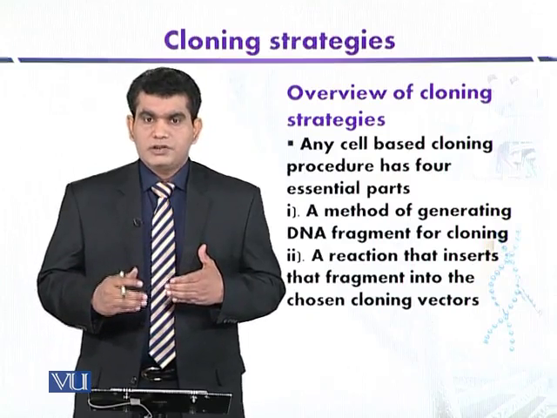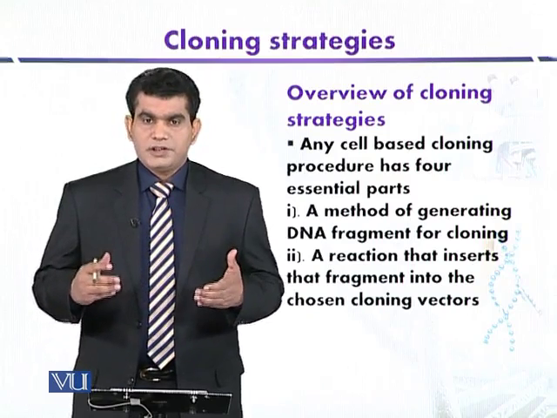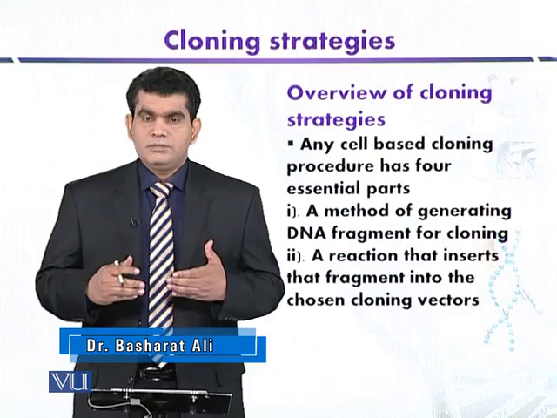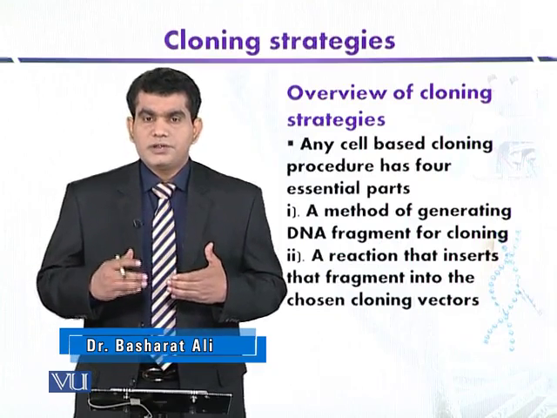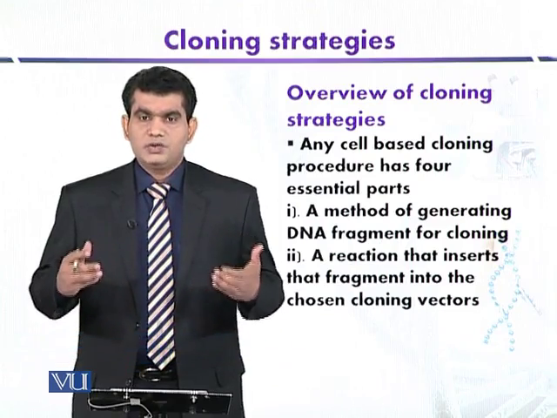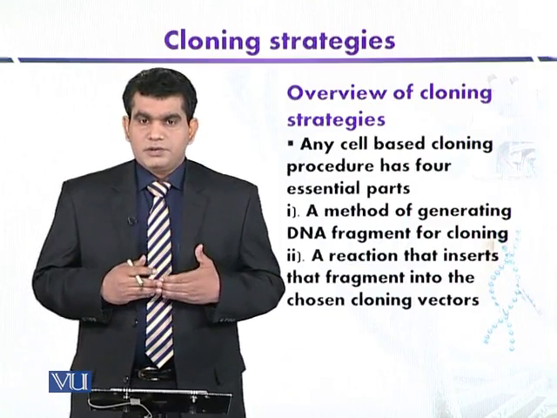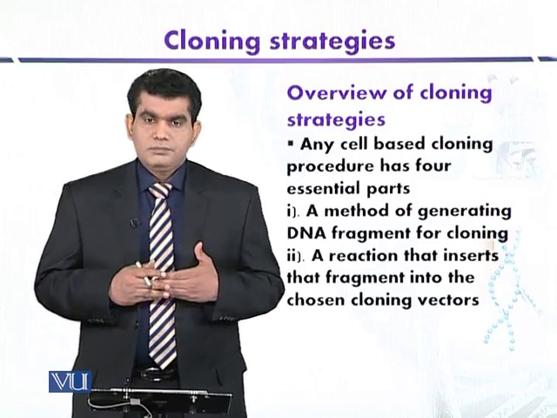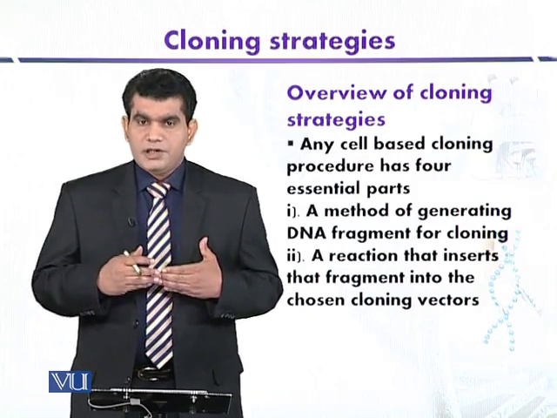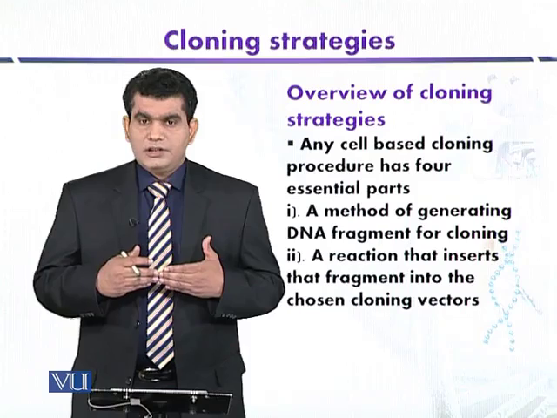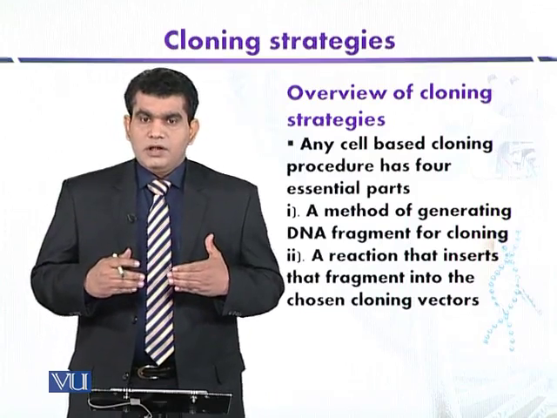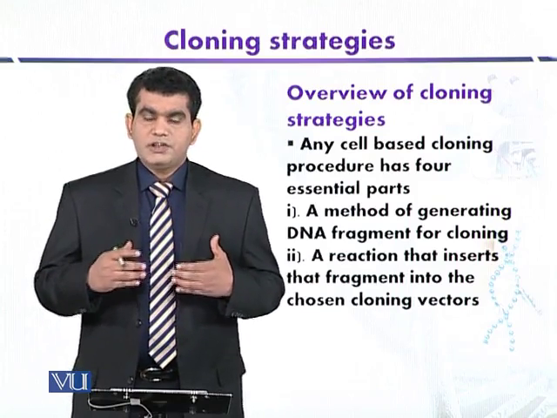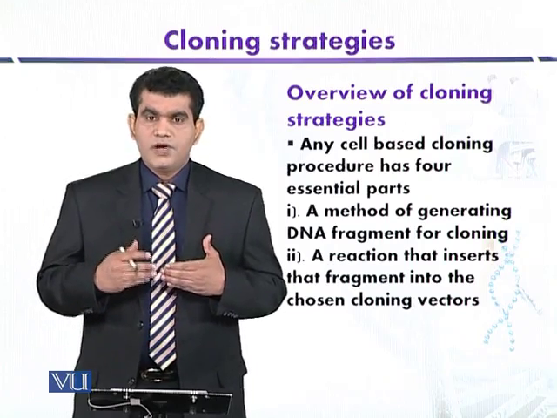So any cell-based cloning requires 4 basic steps. The first step is that there must be a method that can produce discrete DNA fragments from any source. For this purpose, restriction endonucleases are the most suitable choice. After DNA fragmentation, the next step is that there must be some reactions available that can join our discrete DNA fragments into a suitable cloning vector.